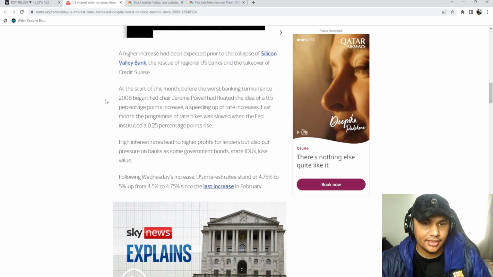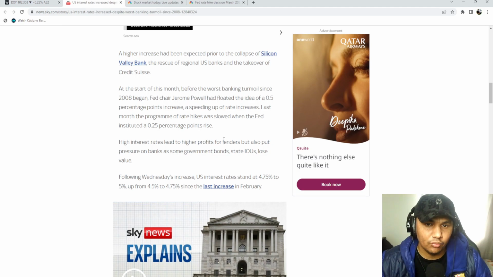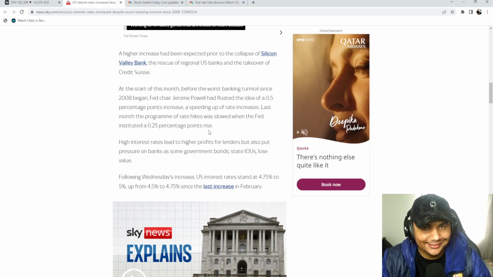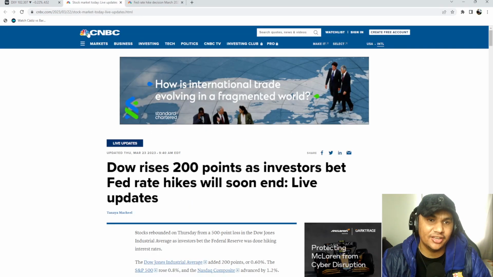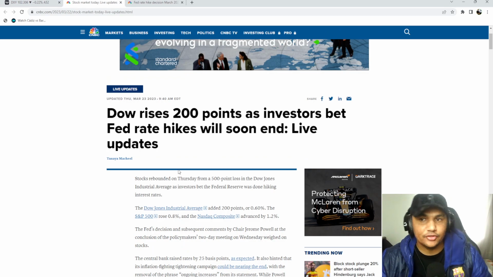We also see here that it says at the start of the month, before the worst banking turmoil since 2008 began, Fed chair Jerome Powell had floated the idea of a 1/2 basis point increase, a speeding up of interest rates. Last month, the program of rate hikes was slowed when the Fed instituted a 1/4 basis point. So they were initially going to hike interest rates by 1/2 basis point, and unfortunately that was not the case.